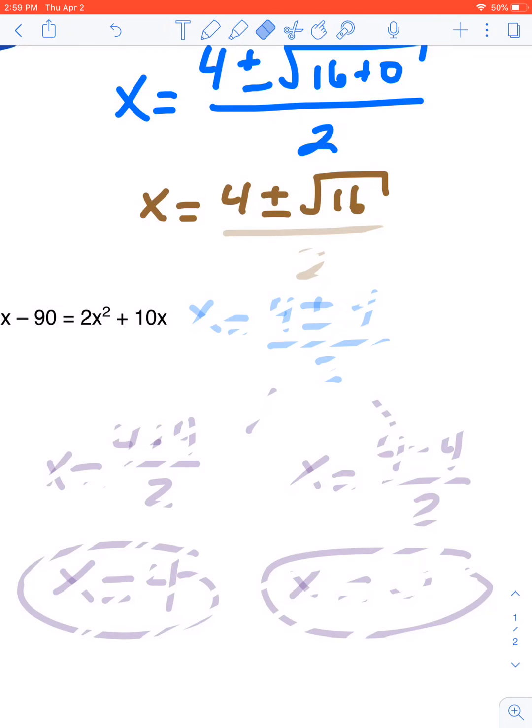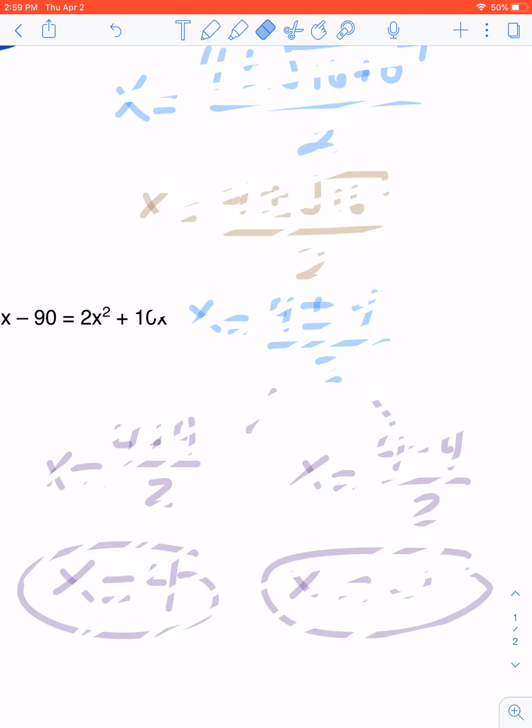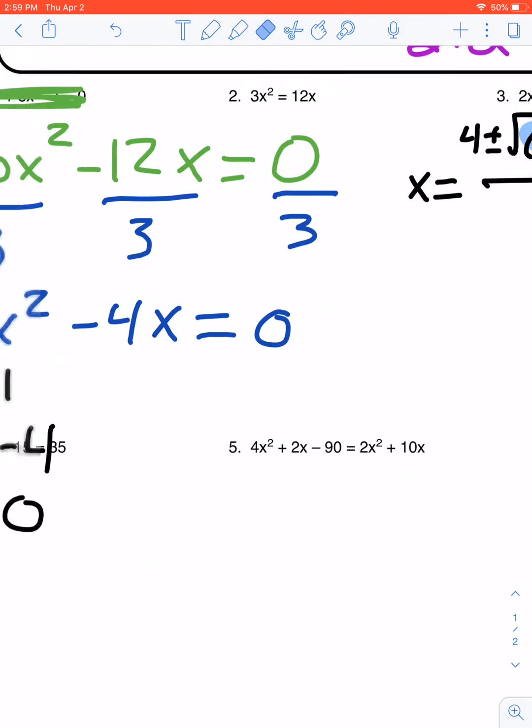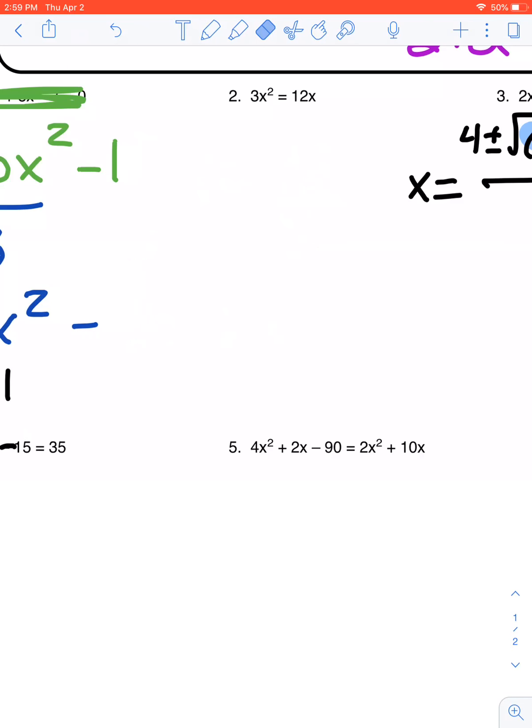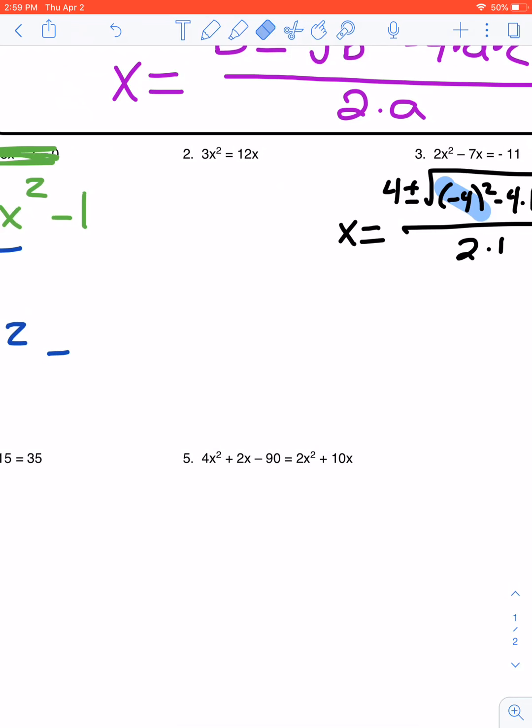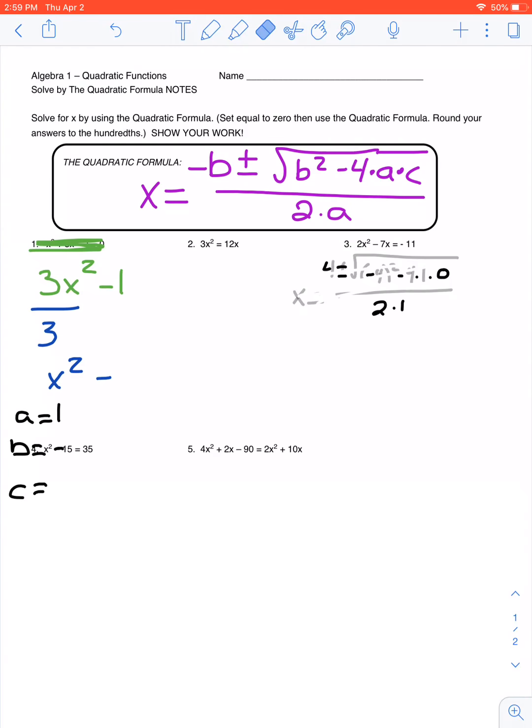The number then goes away, and then I'm left with a problem just like I was before. So what we're going to do now is look at number 5. Number 5 has a bunch of different things going on, a lot of stuff on the left and a lot of stuff on the right. So I have to combat all that and say, okay, let me get everything to one side.